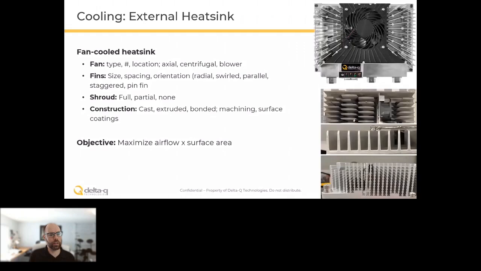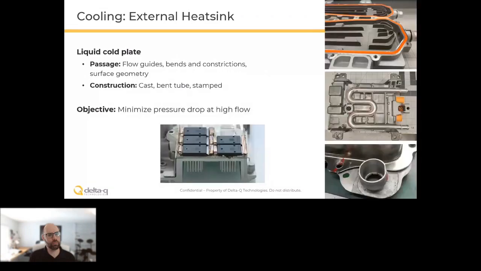Moving on from fan cooling to liquid cooling, this is usually more compact. Cooling is usually less of an issue at this point because it's just much, much more effective at moving the heat out, but there are still considerations. So again, you've got some passages. Are there any flow guides or walls like you're seeing in the upper right that are designed to maintain a certain laminar flow? What about bends or constrictions that can cause back pressure?